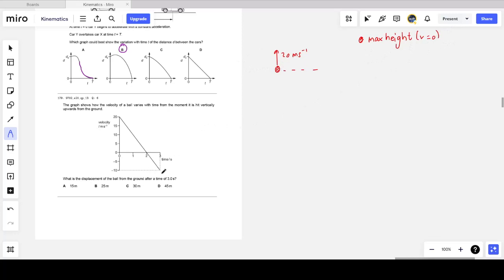And then at some other point, after an extra second, we have the ball at some other height, and it's now traveling downwards, so its velocity is minus 10 meters per second.